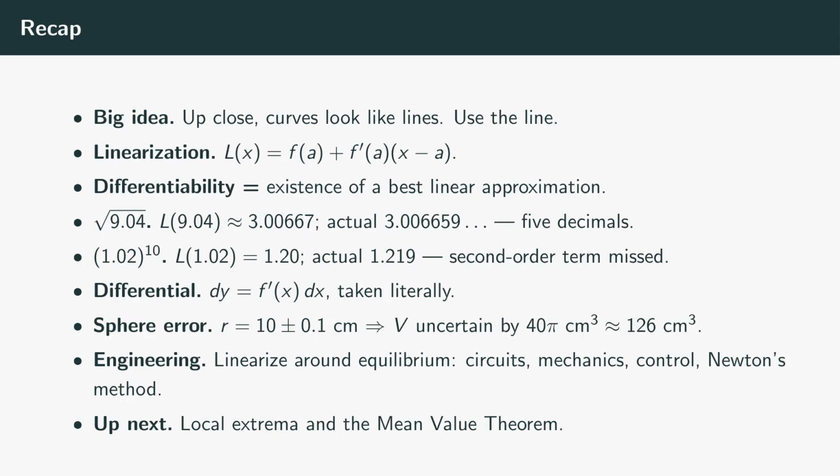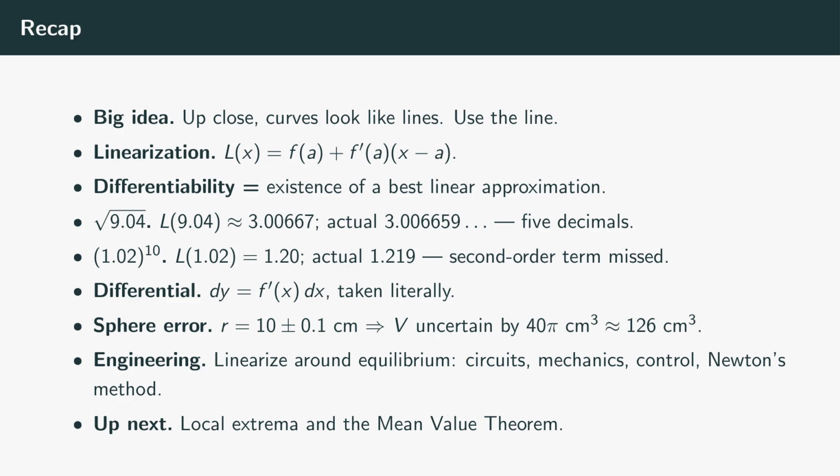Where we landed, the big idea: up close, every smooth curve looks like a line, and we can replace the curve with that line for local computations. The line is the tangent, the formula is the linearization, L of x equals f of a plus f prime of a times x minus a, and differentiability is precisely the statement that this best linear approximation exists. We approximated the square root of 9.04 to 5 decimal places in one line. We approximated 1.02 to the 10th to within 2% and saw the second order correction account for the gap.